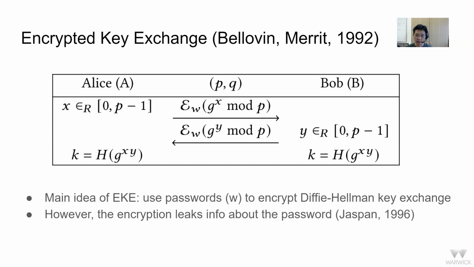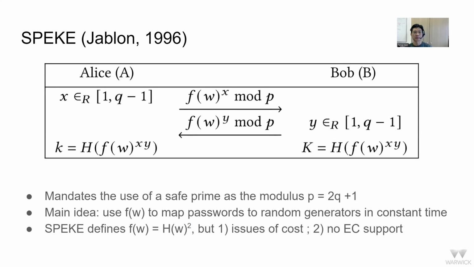However, it was pointed out 4 years later by Chen that this actually leaks information about the password. As an example, if the attacker intercepts a ciphertext and tries a password to decrypt this ciphertext, if the decryption gives a result of a value greater than P, then you know that the password is wrong, and the attacker can test other passwords. The problems of EKE motivate a different design.